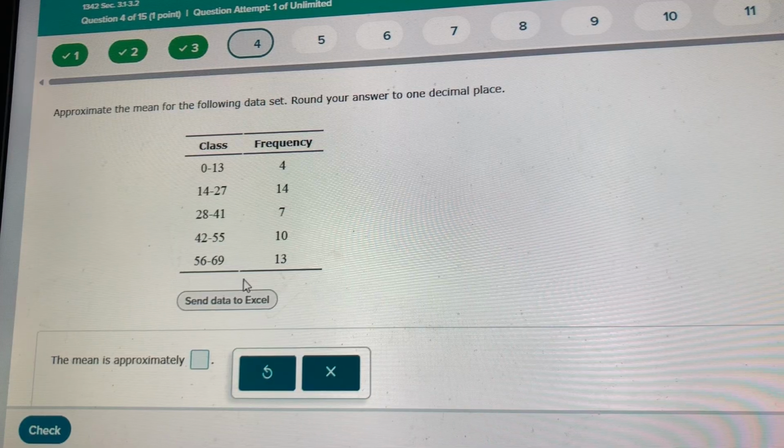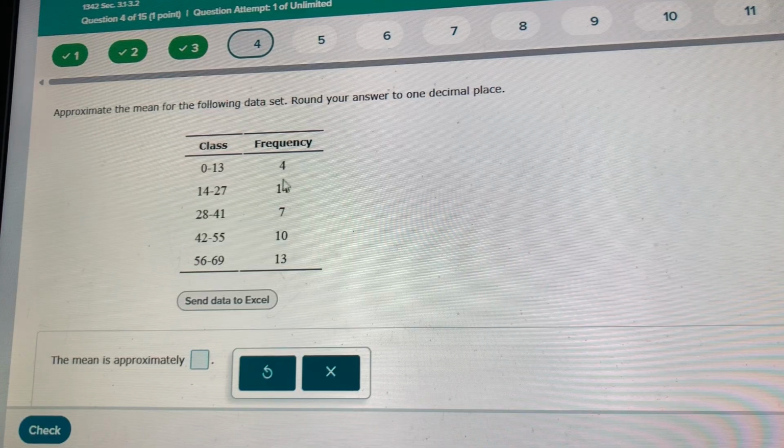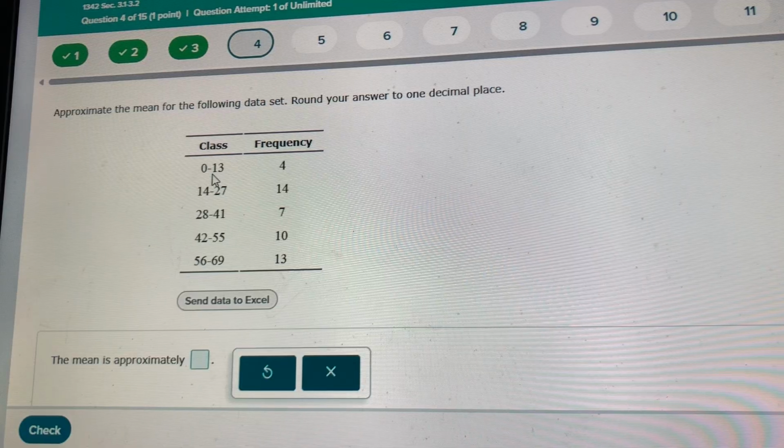And the issue here is we're going to be estimating these answers because there's no way to know them exactly. There's 4 people who have an answer from 0 to 13, whatever this data is about. Maybe these are people's ages. Maybe I'm at a movie theater and there's 4 people in there aged 0 through 13. There's 14 people aged 14 to 27. There's 7 people 28 to 41, and so on. Well, I can't know out of these 14 young people what ages they are. All I know is they're somewhere between 0 and 13, but they could all be 13, they could all be 5, they could be 5 different ages. So there's no way to know.